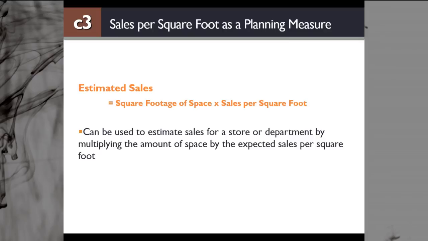If you multiply these two, the square footage of space and the sales per square foot, because each square foot can make that much in sales, you multiply that with the actual space, then you can get the estimated sales. That's going to be used to estimate the sales for a store or a department, because you can estimate how much sales you can make based on the information from the sales per square foot.